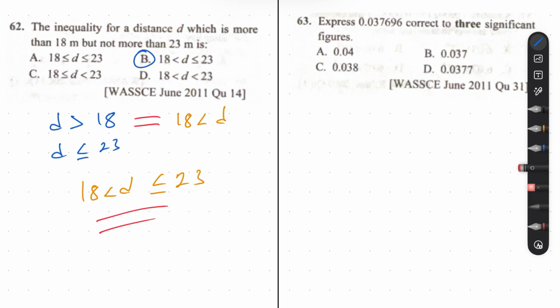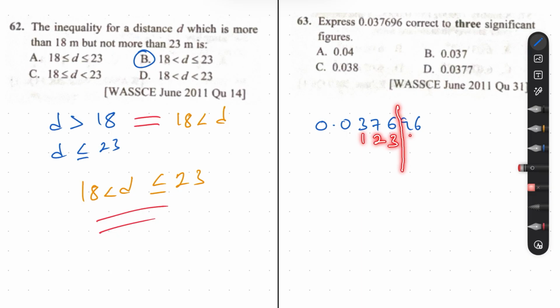Question number 63 says, express 0.037696 correct to three significant figures. Okay, so 0.037696. We need to correct it to three significant figures. What is the first significant figure? It is right here. Okay, so this is the first one. 1, 2, 3. So we stop right here.